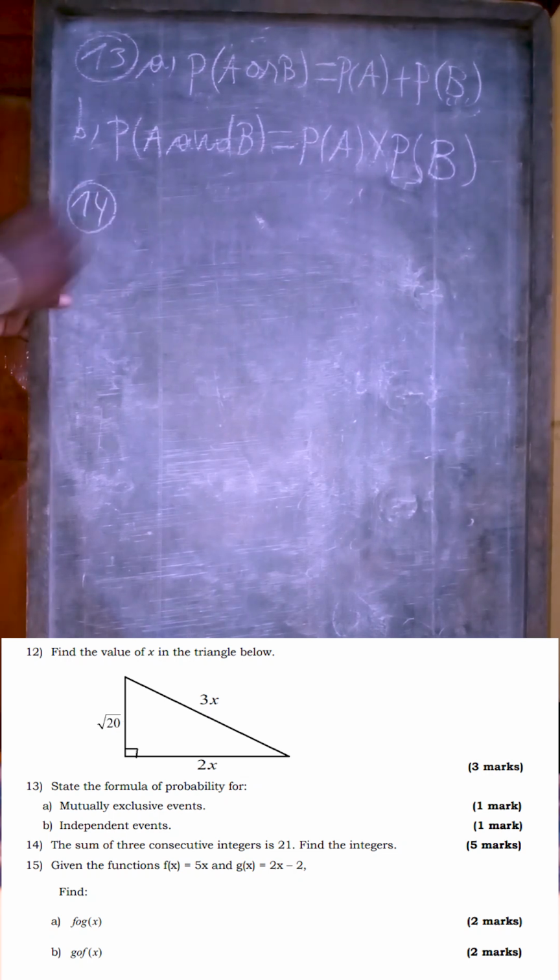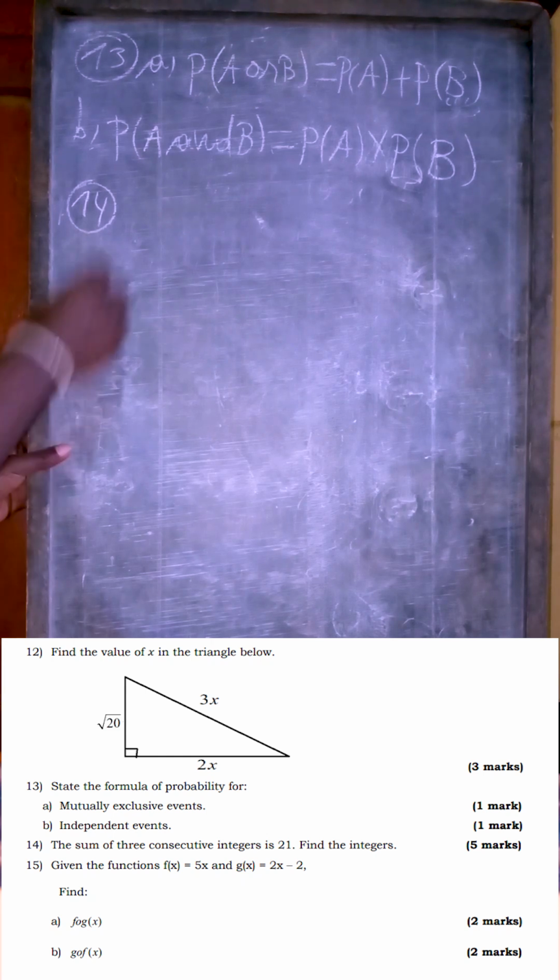Question number 14. The sum of three consecutive integers is 21. Find the integers. First of all, we have to know the consecutive numbers. What are consecutive numbers? Consecutive numbers are numbers that follow each other in a sequence with a difference of one.